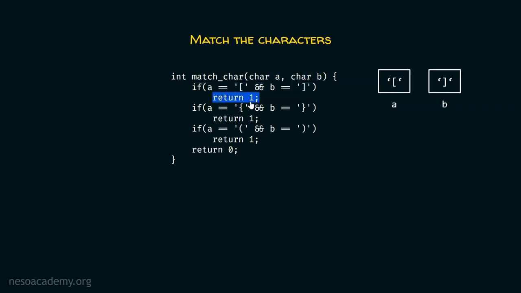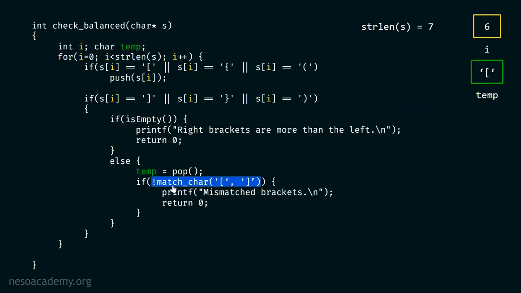We must return 1 from here, which means that the condition is not satisfied. Because this is not of 1. Not of 1 means not of true. Not of true means false, right? We know that this condition is not satisfied, therefore we will not print this message, mismatch brackets.